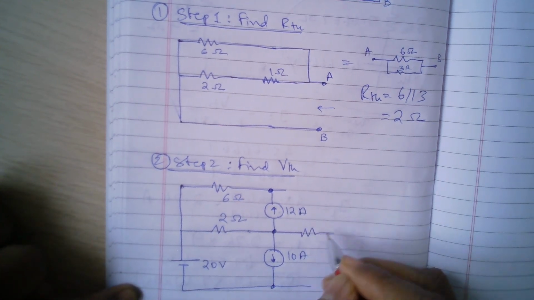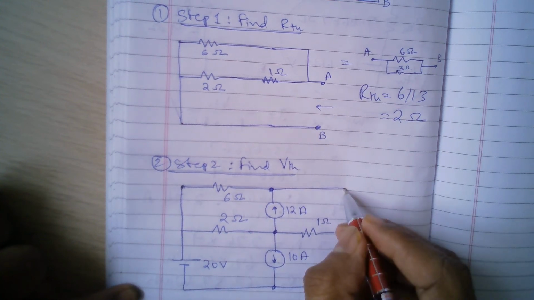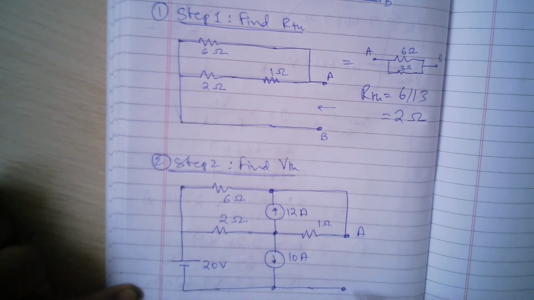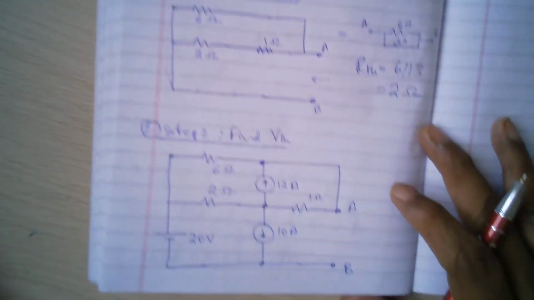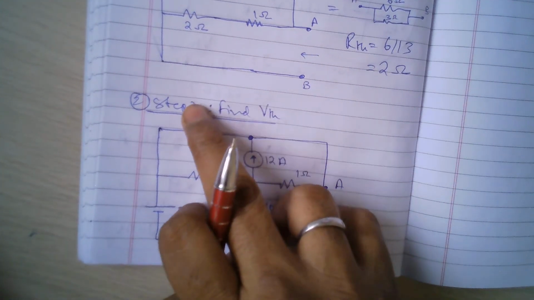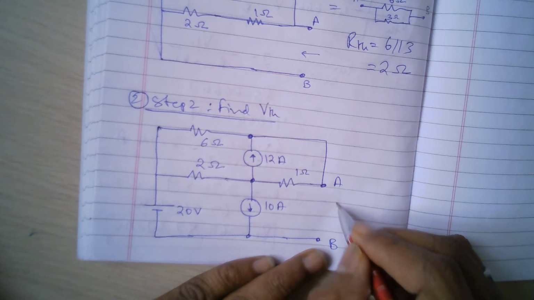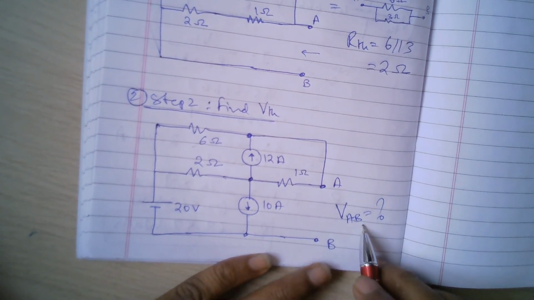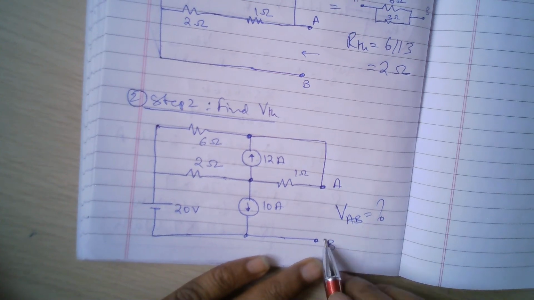And here I have 1 ohm resistance, and then I'm having a point A here and point B here. Okay, so the question that we are asking is find VTH, nothing but what is VAB. So to find VAB we apply Kirchhoff's voltage law from B to A.